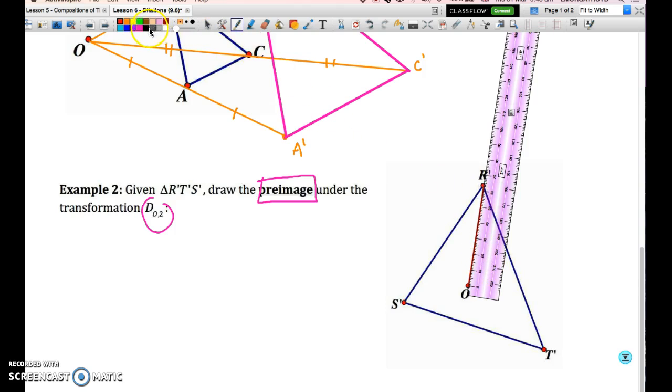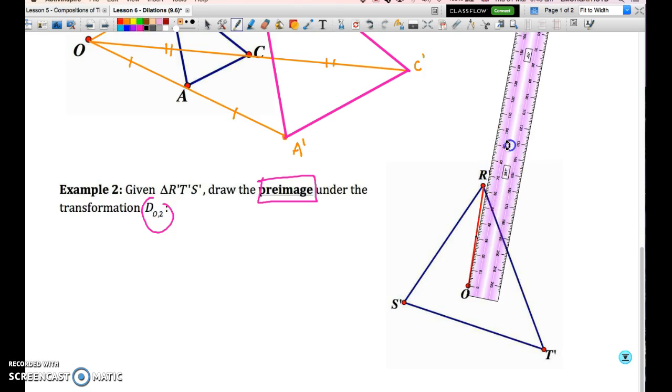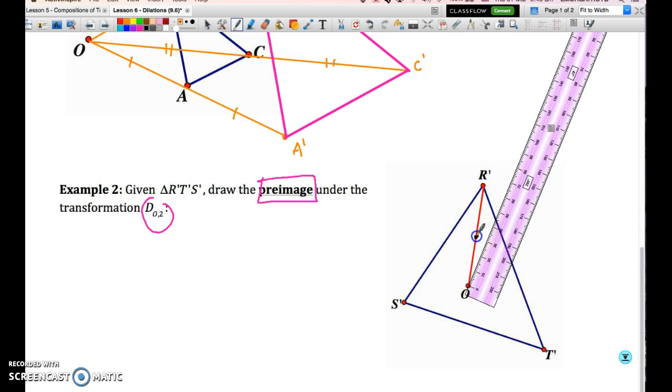I want to go half as far. And so I'm going to measure 3.1 and make a mark at 3.1. Let's hope that's marked. There we go. So I'm going to make a mark at 3.1, and that will be where the original point was, point R. I'm going to repeat that process for the other 2 points.